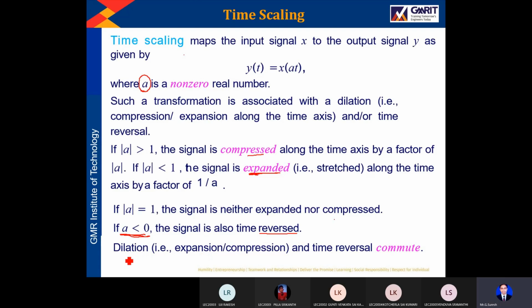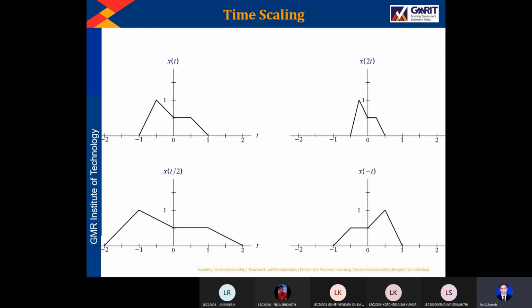The thing that you have to remember is dilation and time reversal commute. That means there is a commutation operation you can perform. Now, in detail, once again we have taken one signal and we perform time scaling to show all the possible cases.